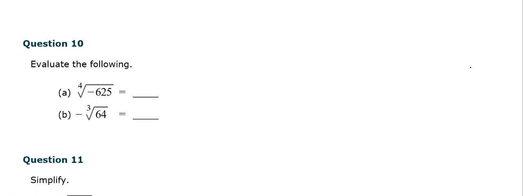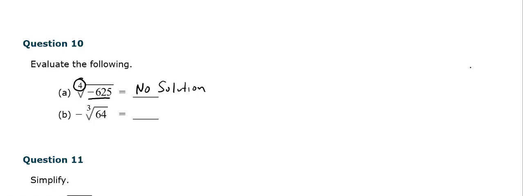Our next two examples, we have the fourth root of negative 625 and the opposite of the cube root of 64. So keep in mind again, if our index is even, square root, fourth root, sixth root, etc., our radicand cannot be negative. So in this case, there'd be no solution.